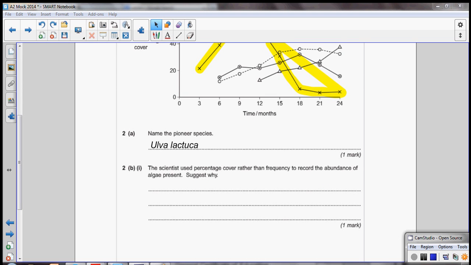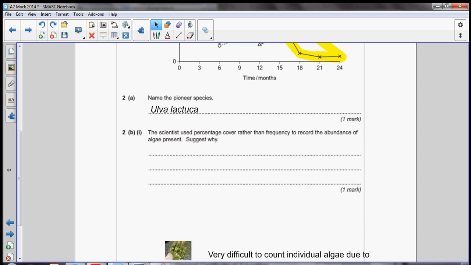The first question then is asking us for the name of the pioneer species, and we know that that species is Ulva lactuca. The question goes on then to ask why percentage cover rather than frequency was used to record the abundance of the algae present.